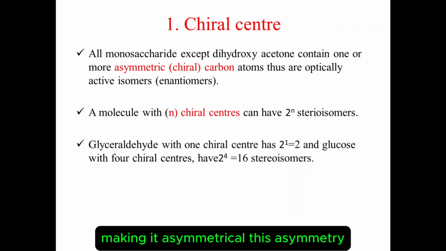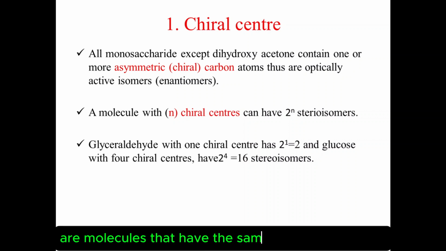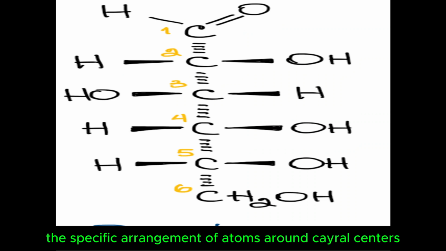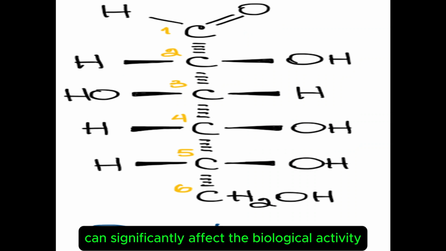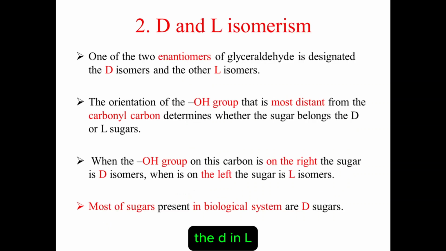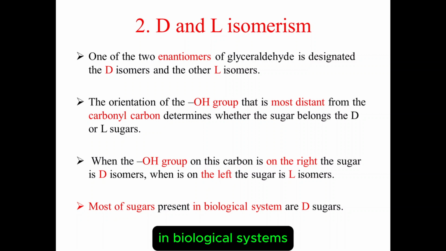it, making it asymmetrical. This asymmetry allows for the existence of different stereoisomers, which are molecules that have the same molecular formula but differ in the spatial arrangement of their atoms. The specific arrangement of atoms around chiral centers can significantly affect the biological activity of carbohydrates. For example, the D and L forms of glucose have different properties and roles in biological systems.